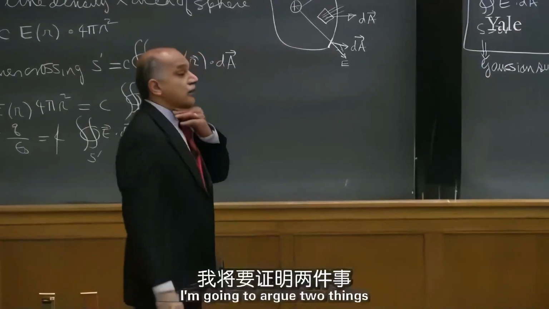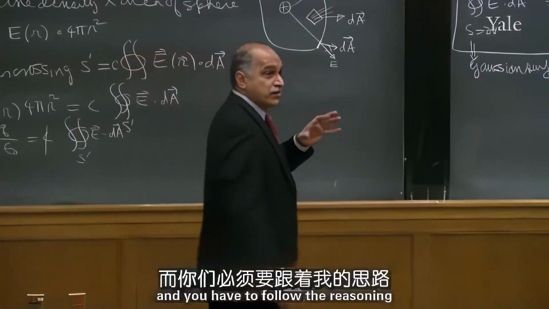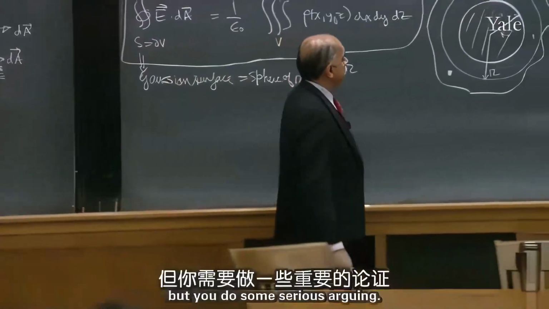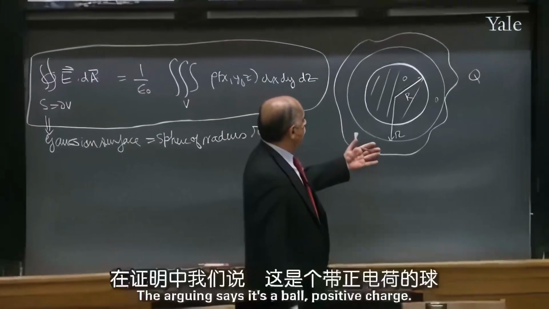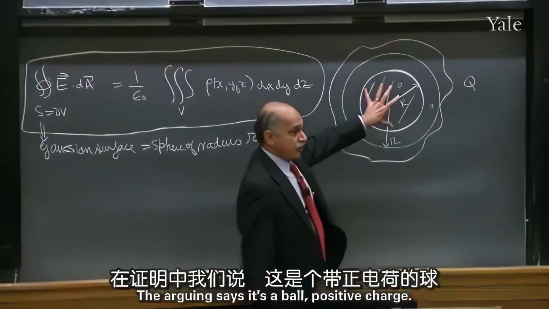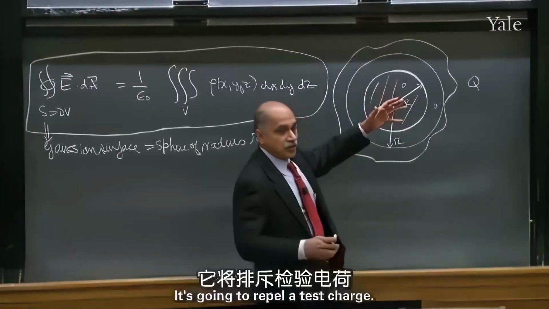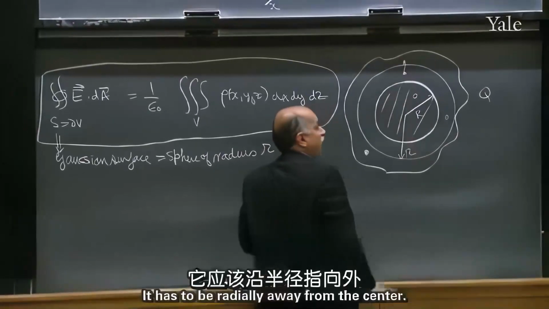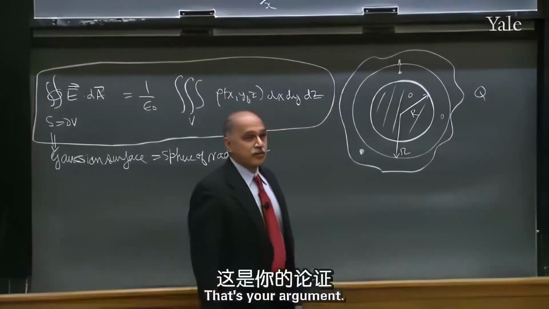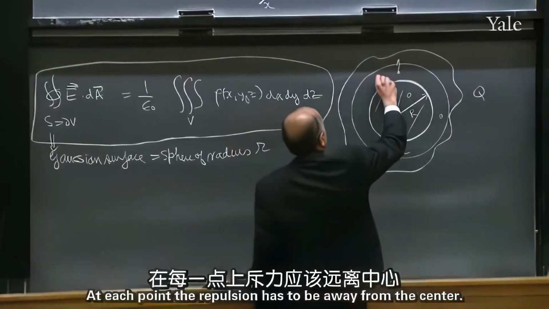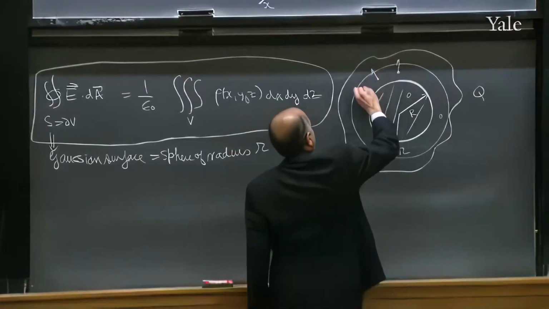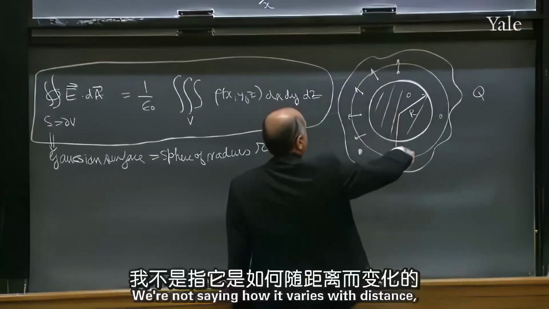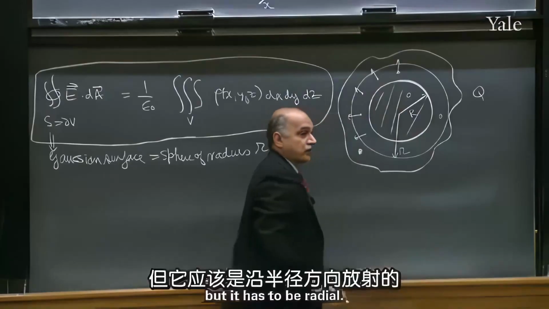I'm going to argue two things, and you have to follow the reasoning because all the work is in the argument. You don't do any integrals, but you do some serious arguing. The arguing says, here's a ball, positive charge, it's going to repel a test charge. Which way is the repulsion going to be at this point? It has to be radially away from the center. That's your argument. At each point, the repulsion has to be away from the center. In other words, the electric field has to have this distribution. We're not saying how it varies with distance, but it has to be radial.